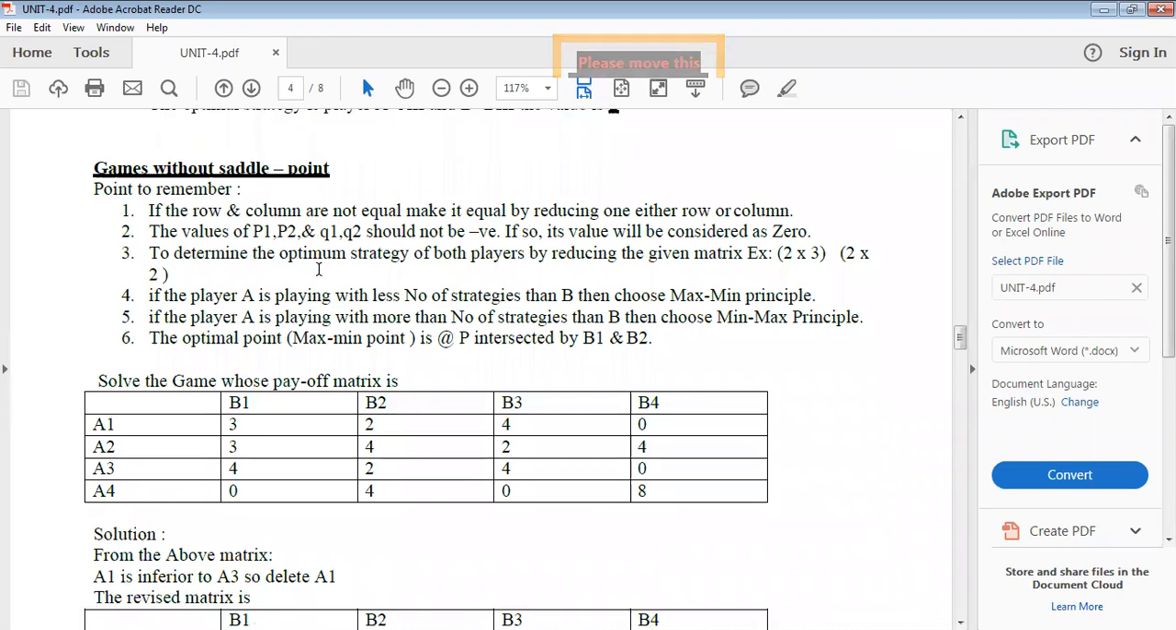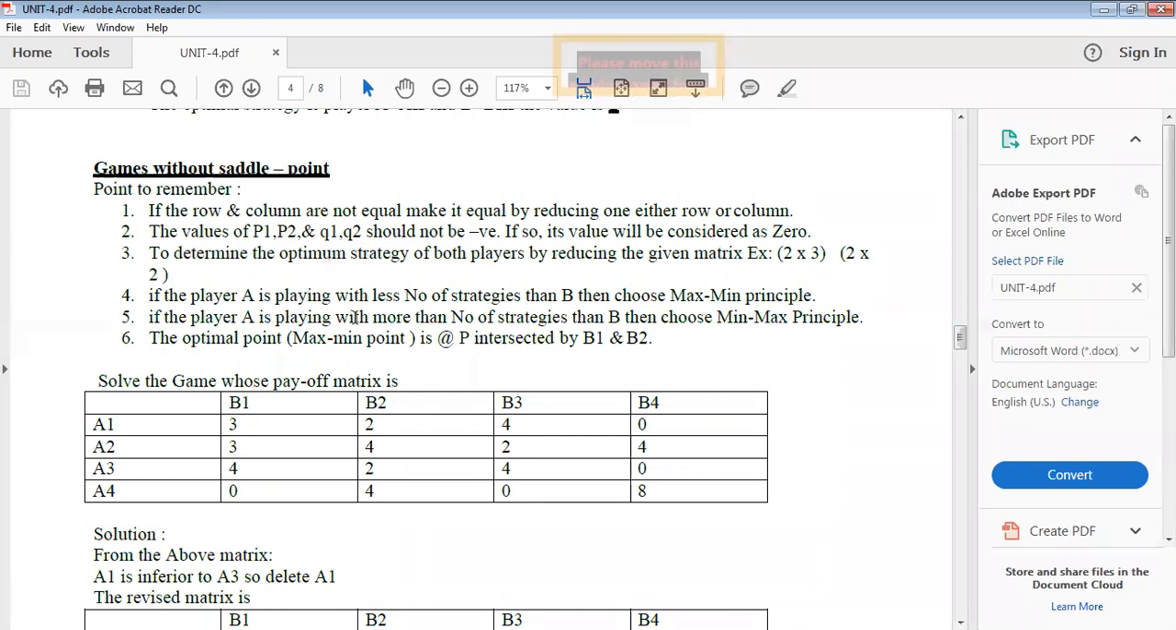So, games without saddle point. Point to remember: if the row and column are not equal, make it equal by reducing one, either row or column. And the values of P1, P2 and Q1, Q2 should not be negative. If so, the value will be considered as 0. To determine the optimal strategy of both players by reducing the given matrix, example 2 into 3, 2 into 2.